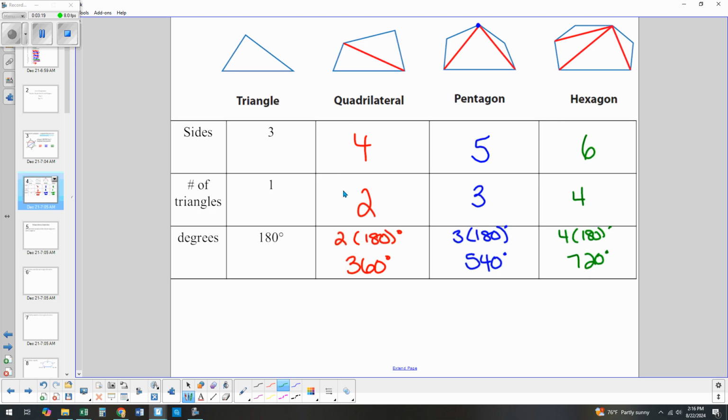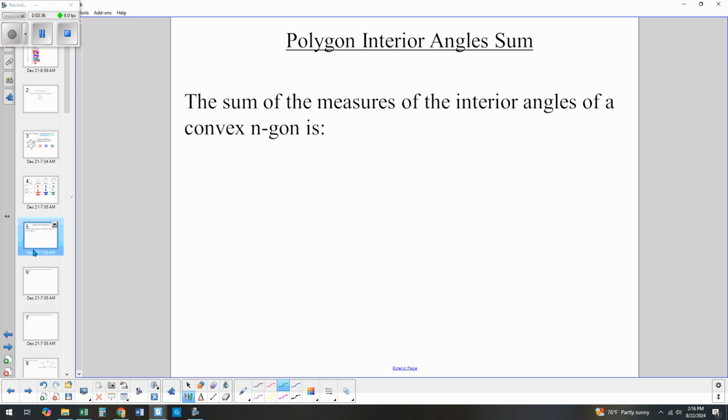There were always 2 fewer triangles than there were sides, right? If there were 6 sides, minus 2 is 4 triangles. There were 5 sides, minus 2, there were 3 triangles. So if we call n the number of sides, there are always n minus 2 triangles in our figure. If I want to know the sum of the interior angles of the polygon, that's going to be the number of triangles, n minus 2, times 180 degrees for every triangle.